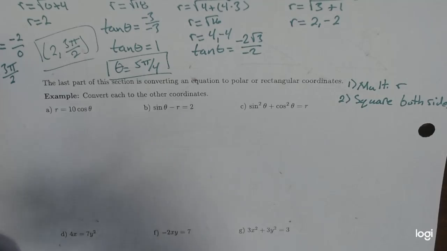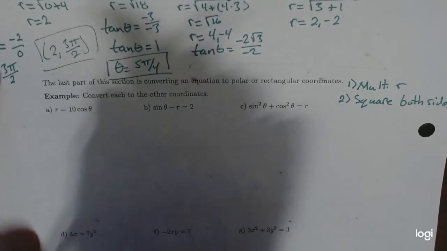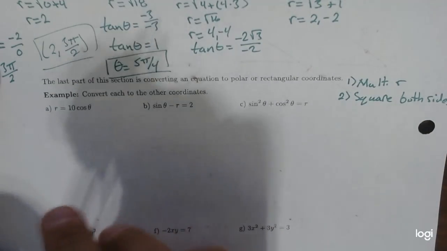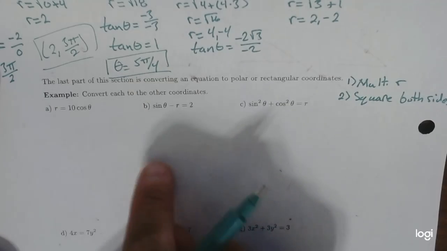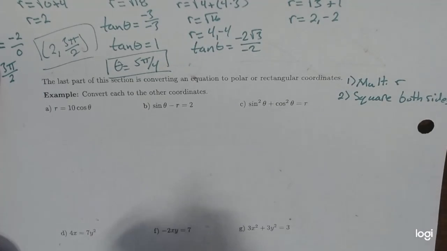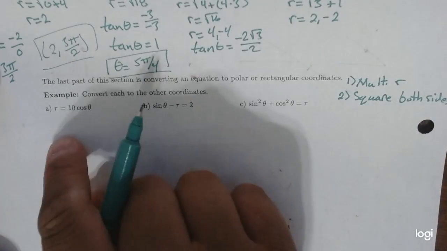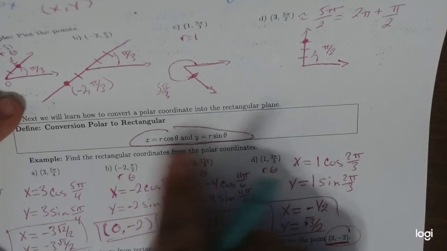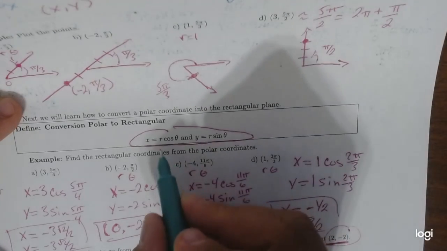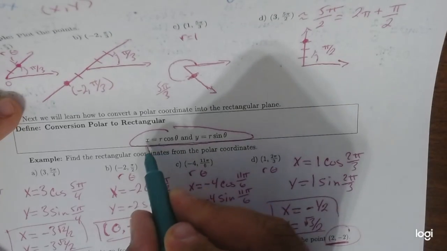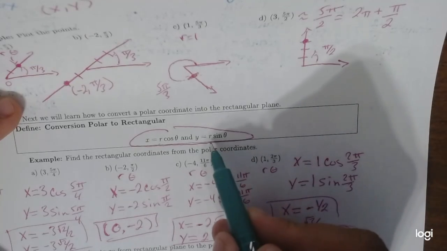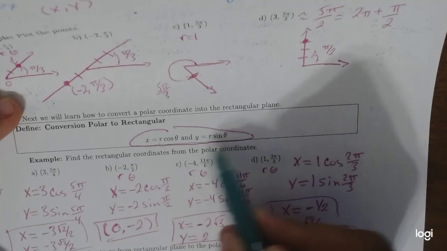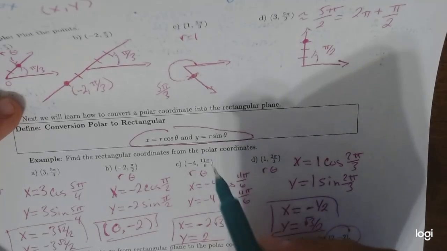Okay, so for instance, let's look at this, right? The question is we want to convert each to its other coordinates. So the first three we want to convert into x, y, and the other two we're going to convert into polar, because it'll be the opposite directions. Since we're going from polar to rectangular, we're going to be using these to help ourselves out. Whenever we see r cosine theta, that automatically gives you x. Whenever you see r sine theta, that automatically gives you y itself.